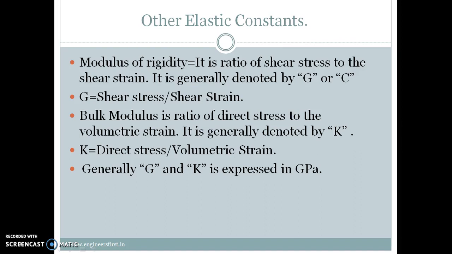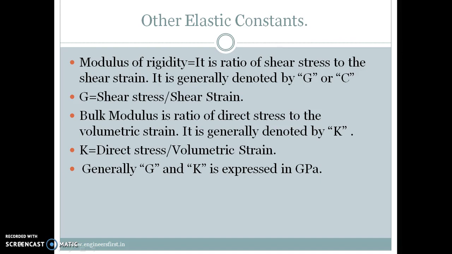Next one is the bulk modulus. It is the ratio of direct stress to the volumetric strain, and it is denoted by letter capital K. So bulk modulus is the direct stress to the volumetric strain. Generally, as I have already discussed, moduli are expressed in terms of GPa. So E, G or K are always expressed in GPa.